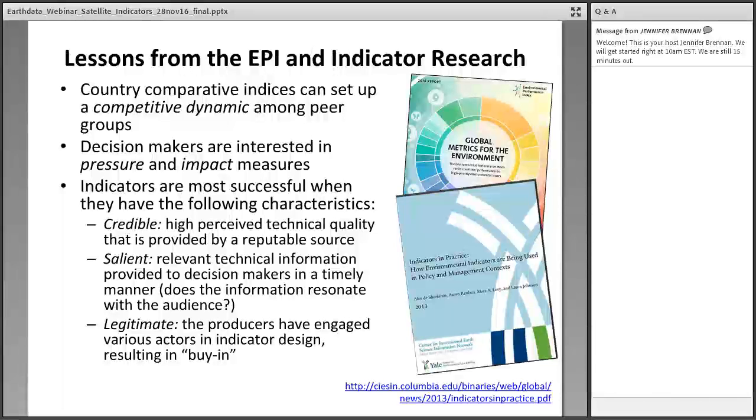We'll see in a little bit our air quality indicators from remote sensing have really resonated very heavily in East Asia and in India, where air quality is often a very big public policy issue. And legitimacy is also important. Do you have the necessary buy-in from the communities and stakeholders that might be guided by these indicators?